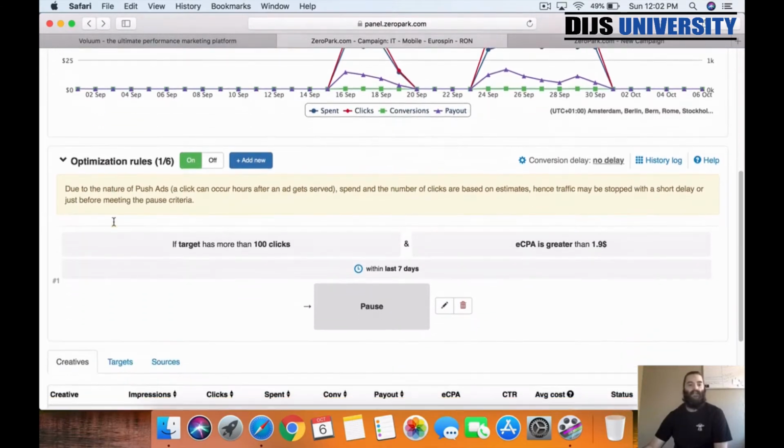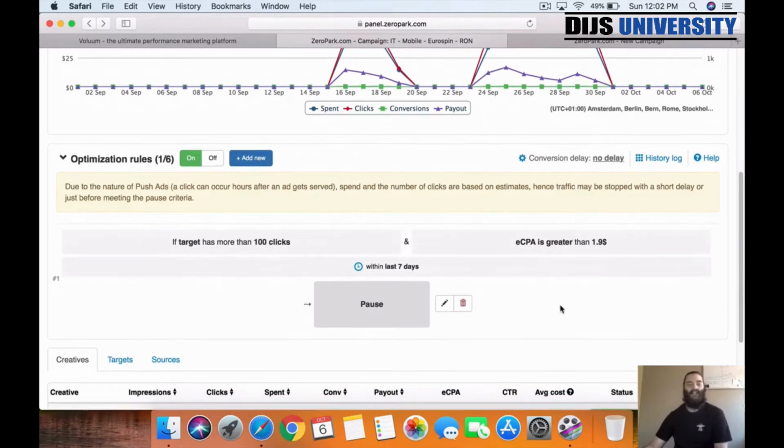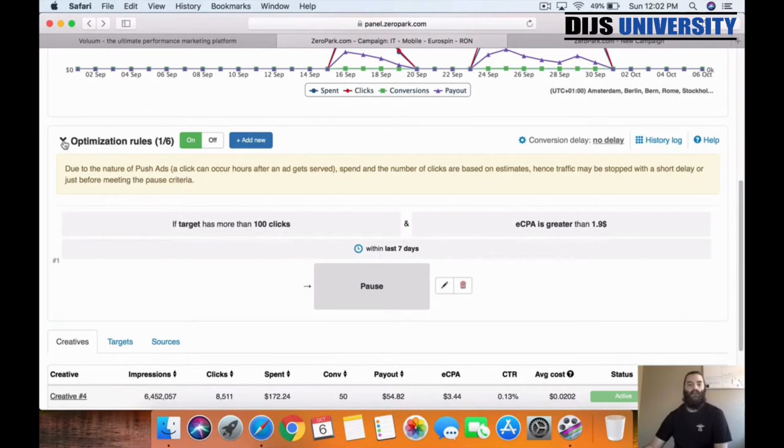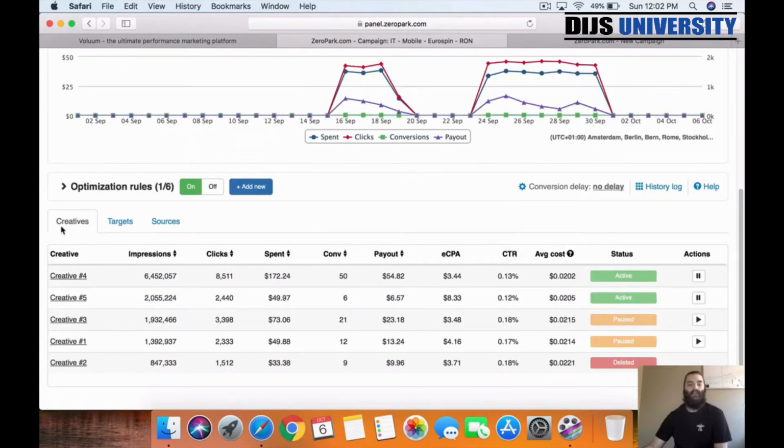Let's take a look and see what all was going on here. We have the optimization rules. It doesn't look like they set up any kind of optimization rules. As you can see here, it's empty, so we won't have to go over that. Let's take a look at some of the creatives here. It looks like they had 5 creatives loaded up. They deleted one right here, paused 2 others, and there are still 2 active ones.